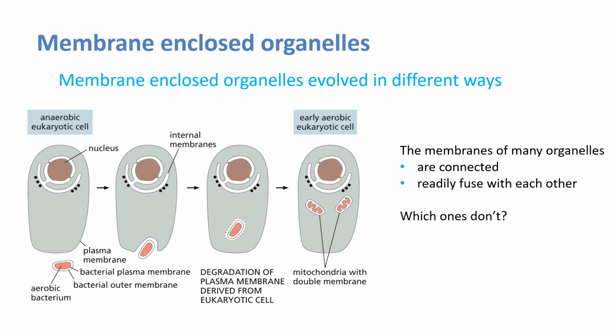But some of them don't. And this is connected to the fact of these different origins. So the ones that are either connected or can readily fuse are the ones that were generated in that first mechanism by invagination of the plasma membrane. So the ER, the Golgi, and the plasma membrane itself, for instance. The ones that don't, well, they're our mitochondria and our chloroplasts because they were generated by this second mechanism, which is a completely different origin.